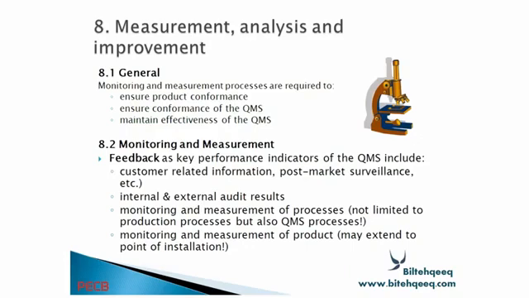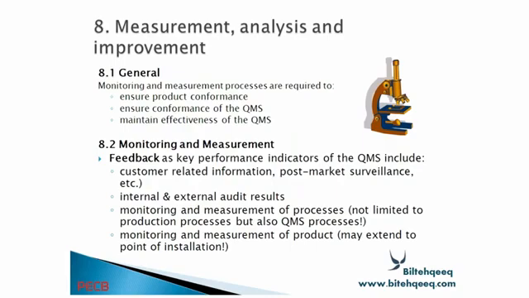And now we are going to discuss clause 8, measurement, analysis and improvement. It starts with 8.1, general requirements. Monitoring and measurement processes are required to ensure product conformance, ensure conformance of the quality management system, and maintain effectiveness of the quality management system. And 8.2 states monitoring and measurement.